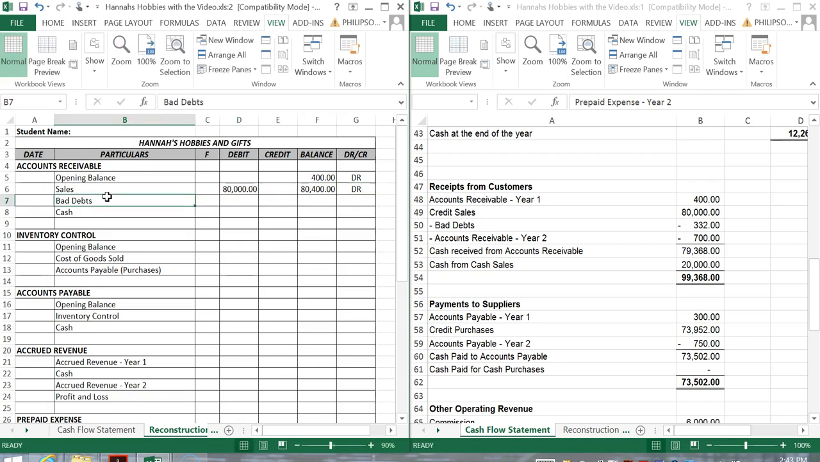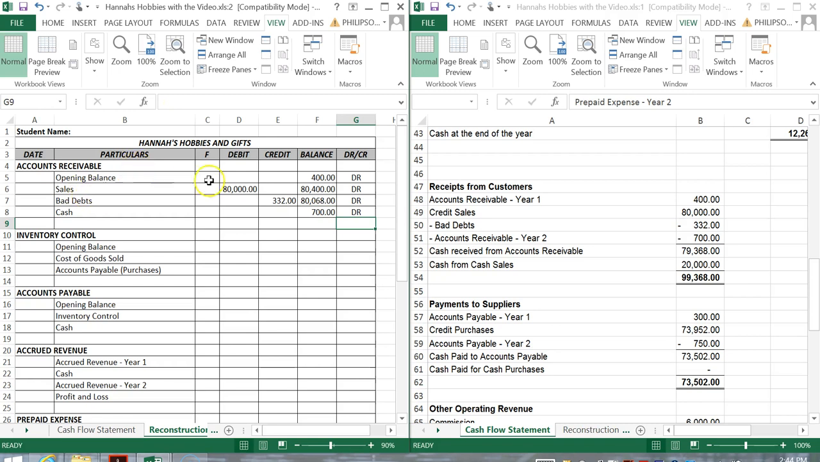We've got our bad debts from our income statement, 332. Bad debts is an expense. It's normally a debit. Working backwards, it's a credit here. So therefore equals 80,400 debit minus our 332 credit. Still gives us a debit balance. It's just decreased our debit balance. Then we're putting in our closing balance for accounts receivable, which is $700 debit.